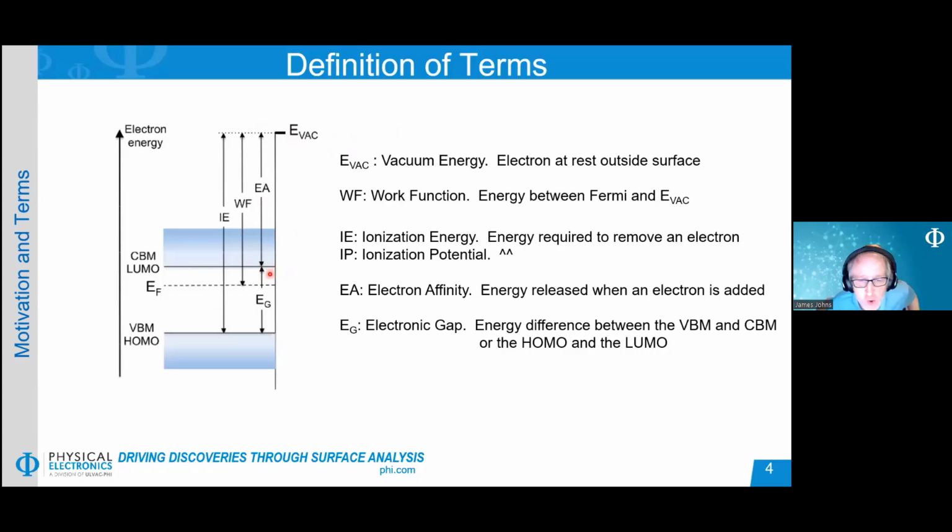Or you can think of it as the HOMO-LUMO gap. Now, importantly, this is the electronic energy gap. It is actually not related to optical absorption, and we'll talk about that a little bit later. But this is the electron energy gap, the difference between the conduction band minimum and the valence band maximum.